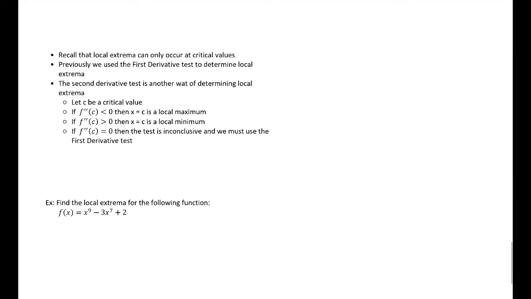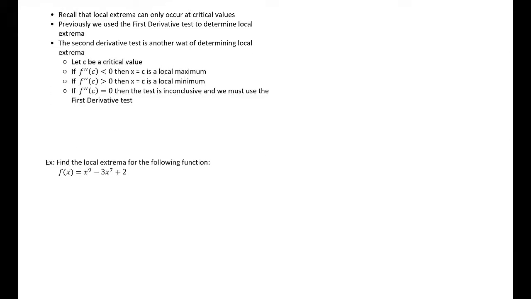All right, wrapping up this video, I want to get into the second derivative test for local extrema. So to recap, we know that local extrema can only occur at critical values. Previously in class, we used the first derivative test to determine these local extrema. Well, it turns out that you can also use the second derivative test. It's another way of determining local extrema.